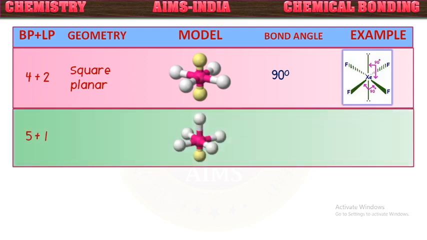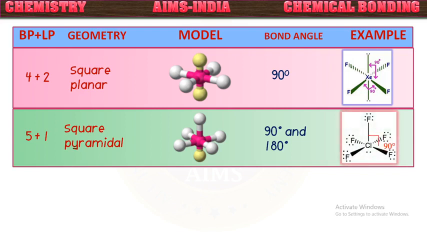Next, molecules of the type with one lone pair and five bond pairs. The shape we say is square pyramidal, and the bond angles will be 180 and 90 degrees. An example for this kind of molecules is ClF5.